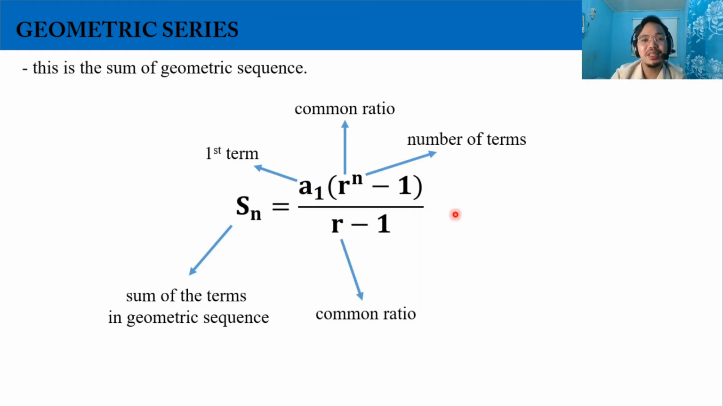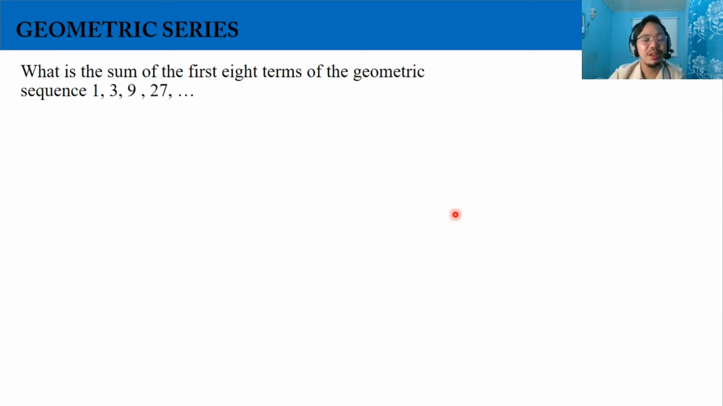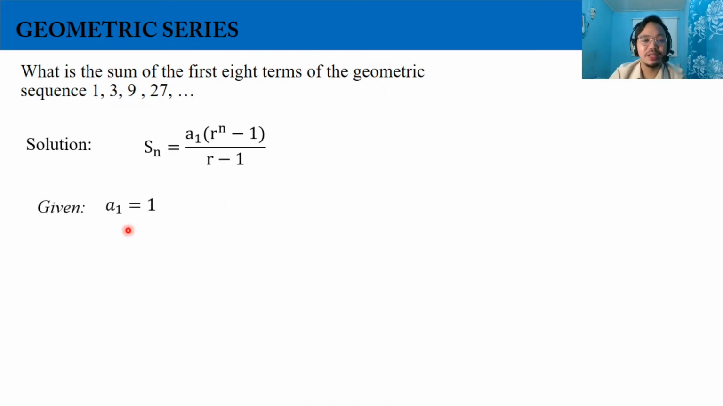So let's use this formula in answering the problems in the next slide. This one: What is the sum of the first 8 terms of the geometric sequence 1, 3, 9, 27? Okay, using this formula, let's identify the given. We have a sub 1, that is 1, or that is the first term. Then the common ratio is 3.